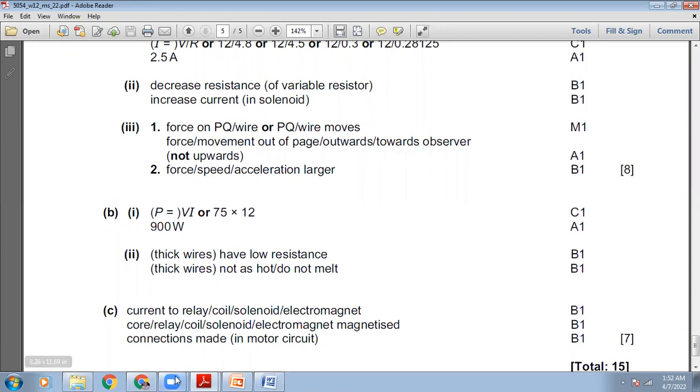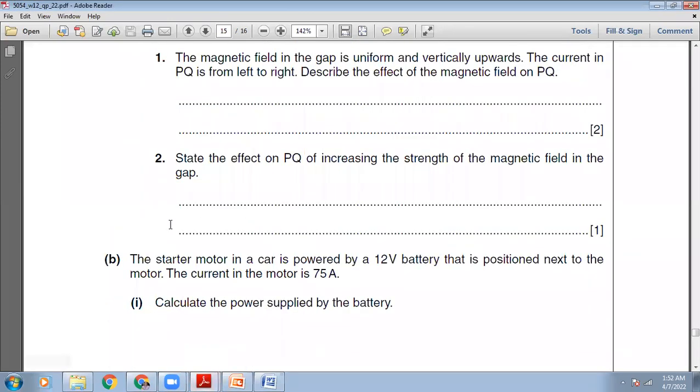Okay, so you can look at the marking scheme. I have already checked it.